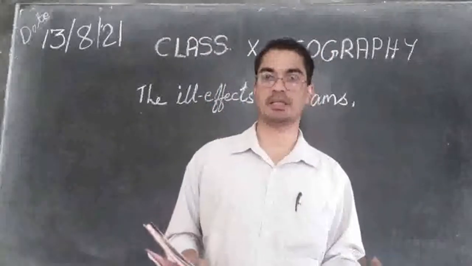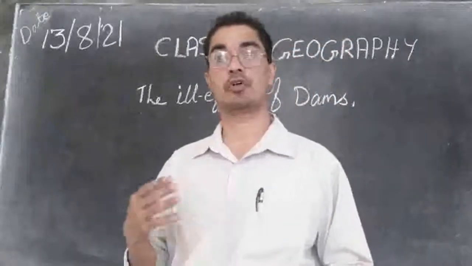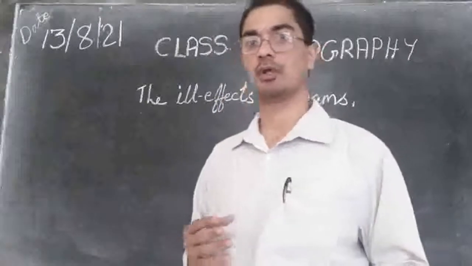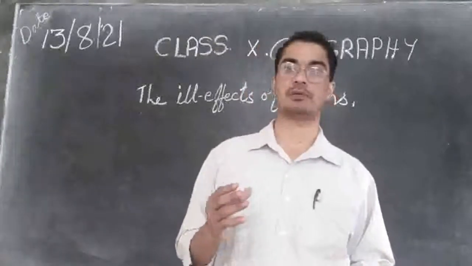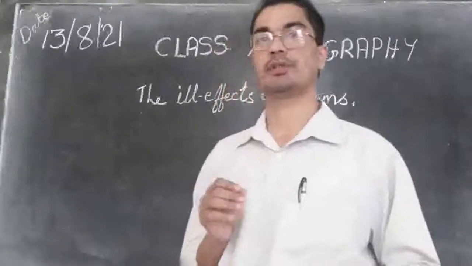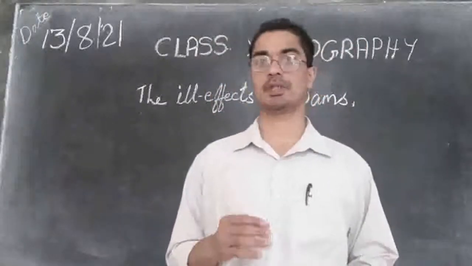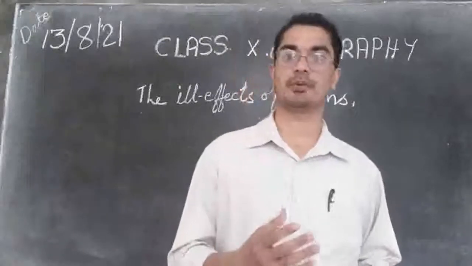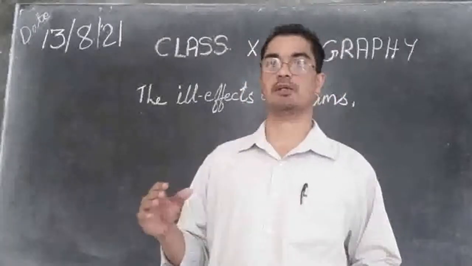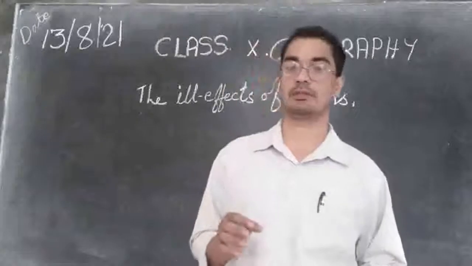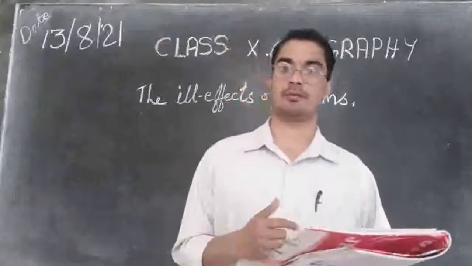So their advantages are there, but when we look very closely, we will find there are a lot of disadvantages as well. We saw some of the disadvantages in the last class, and still there are a lot of troubles because of the dams. So we shall see today how the dams are affecting the lives of the people, especially the farmers and the people who are living on the flood plains, near the forest, and so on. You can follow in your textbook, page number 27, the last paragraph.